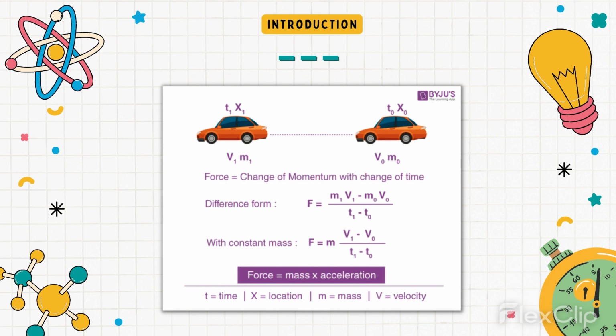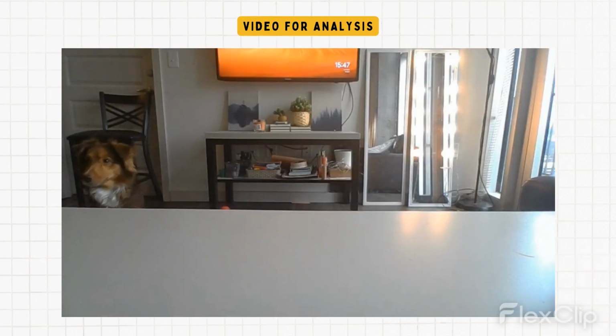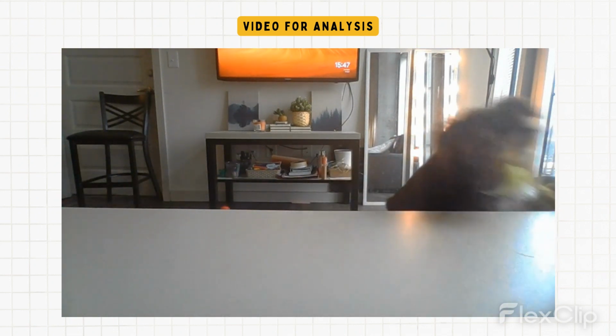Here is an illustration with some formulas that are relevant to the experiment that we are going to be making. As you can see, we are considering time, location, mass, and velocity. Moving on to our experiment, here is the original video that we are going to be using for the observational analysis.